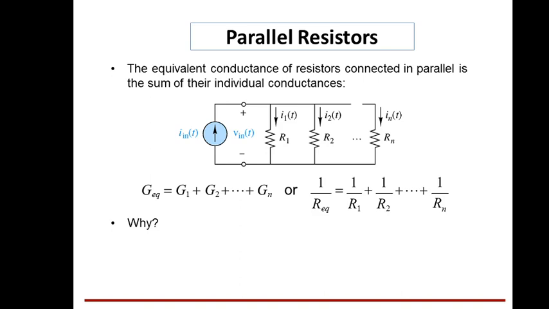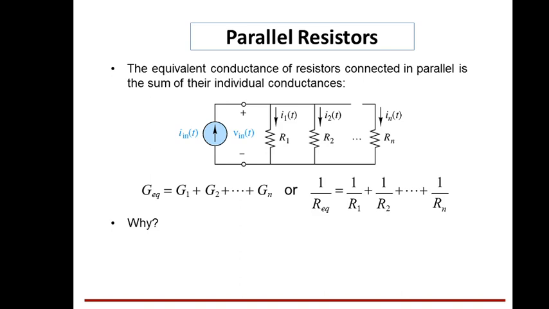That is equal to I1 plus I2 and so on. What is I1? Since the voltage is the same, it is V_in by R1 plus V_in by R2 plus and so on. V_in is common, so you can cancel it out. The remaining value is 1 over R equivalent equals 1 over R1 plus 1 over R2 plus 1 over R3 and so on, 1 over Rn.